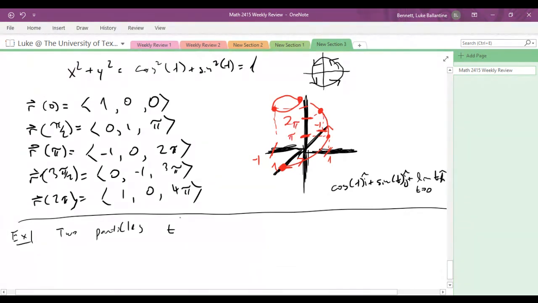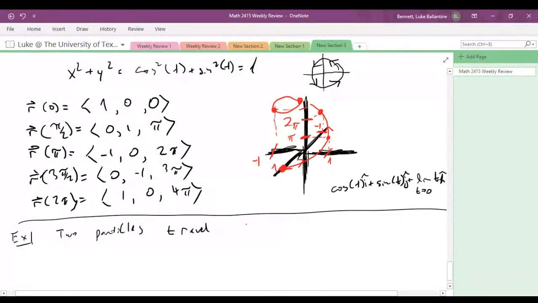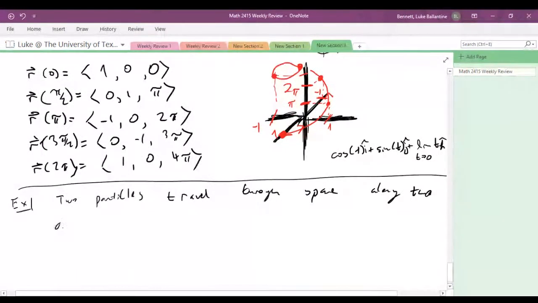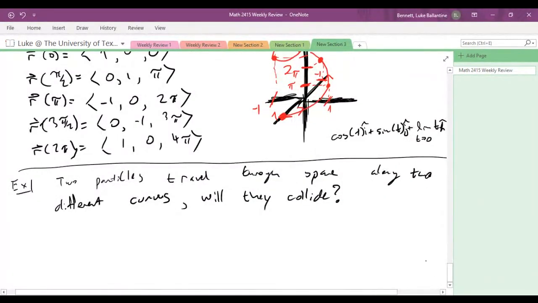Okay, so we have this example: two particles travel through space along two different curves. Will they collide? They may intersect, but will they intersect at the same time? That's the key. At the same time, they have to have the same XYZ coordinate.